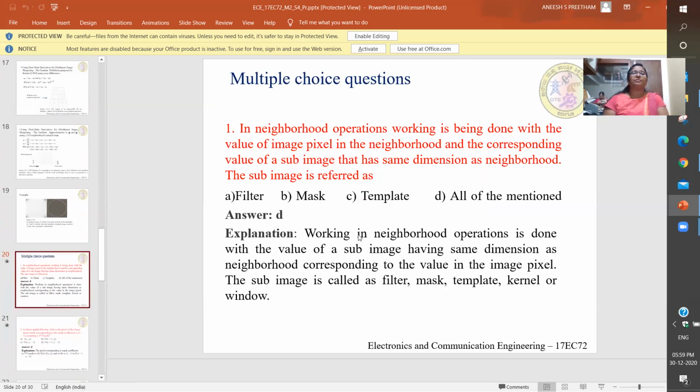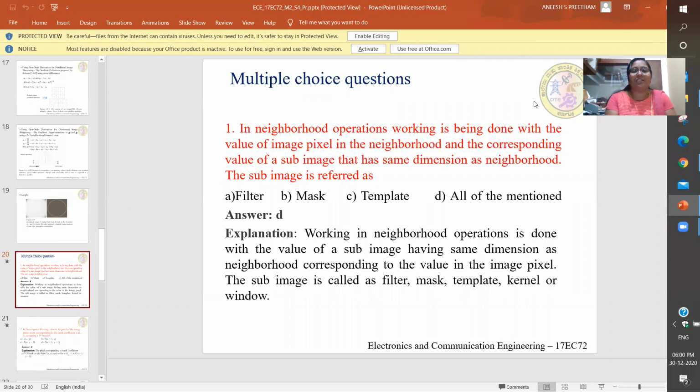So now let us end this session 4 with the discussion of multiple choice questions in neighborhood operations. Okay, here is the first question.